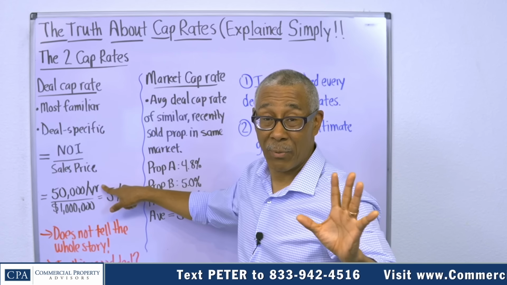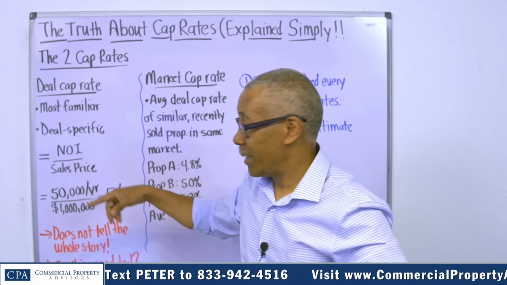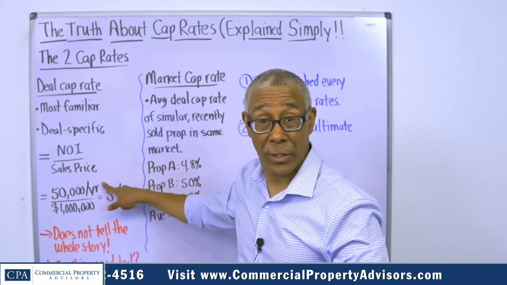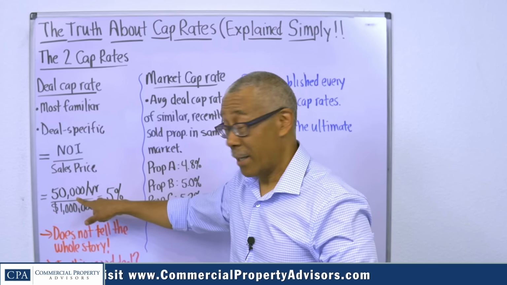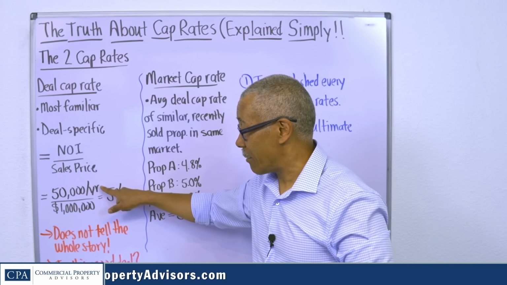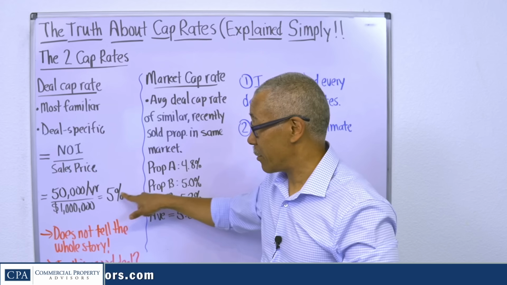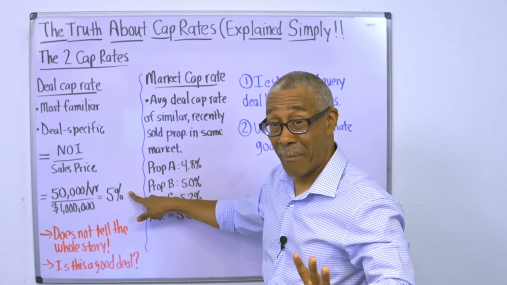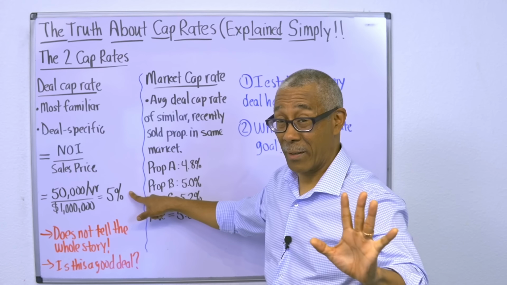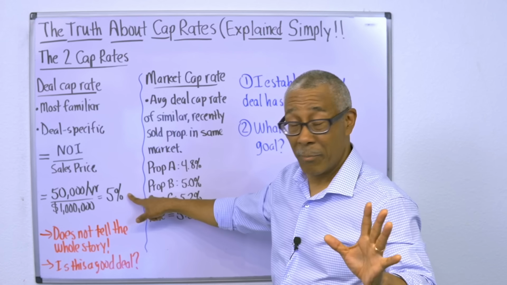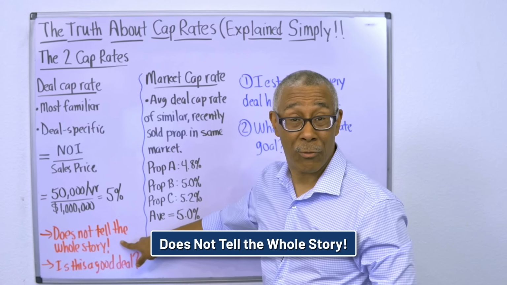Let's say, for example, we have a 10-unit apartment building, and we find out that the net operating income for the year is $50,000, and we're going to divide it by the purchase price, $1 million. So 50,000 divided by $1 million is 5%. That is the deal cap rate. You've seen this before in brochures, online. This is the deal cap rate. But it does not tell the whole story.